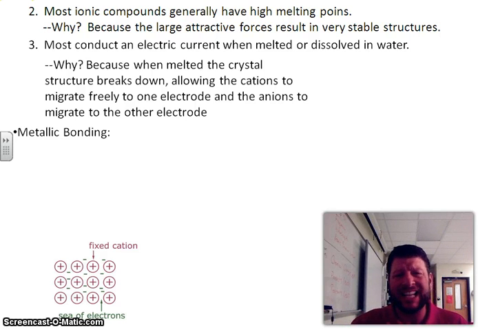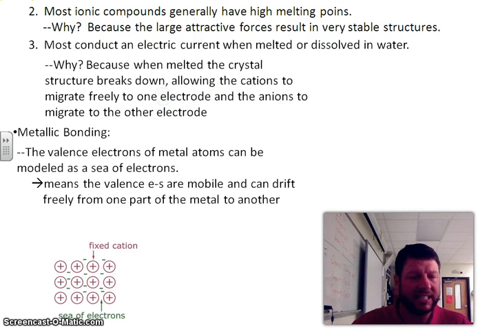The second type of bonding, one that we will not spend a tremendous amount of time on in chemistry, is metallic bonding. Of course, you can probably figure out we're talking about bonding that is taking place between a metal and another metal. Ionic bonds are metals to nonmetals. Metallic bonding is bonding of a metal to a metal. And this takes place with the valence electrons being modeled as a sea of electrons. This means the valence electrons are mobile and can drift around freely from one part of the metal to another.